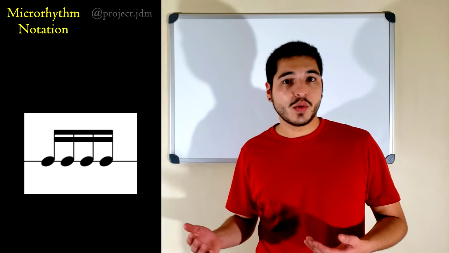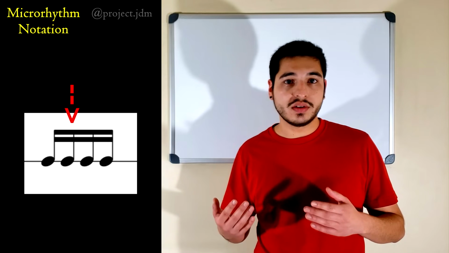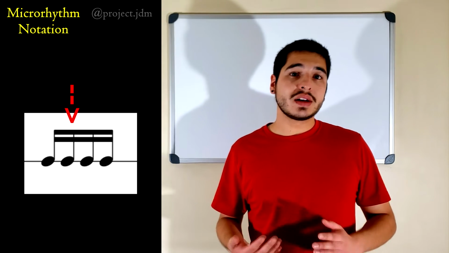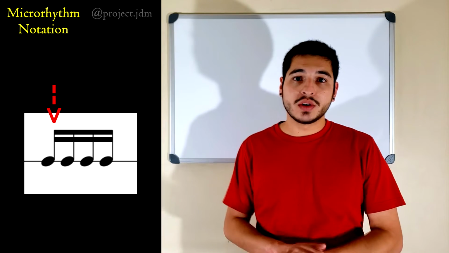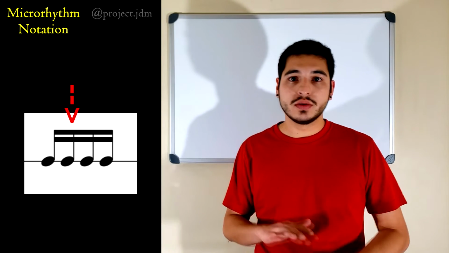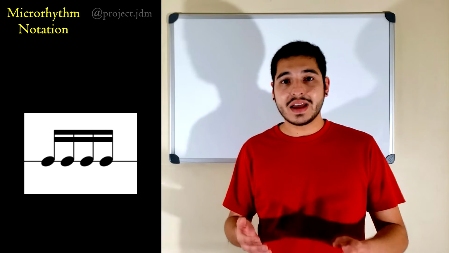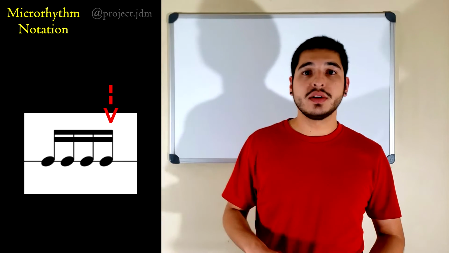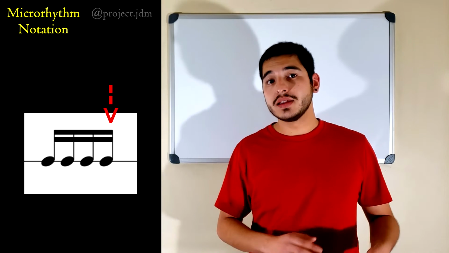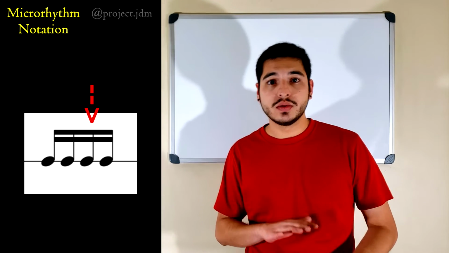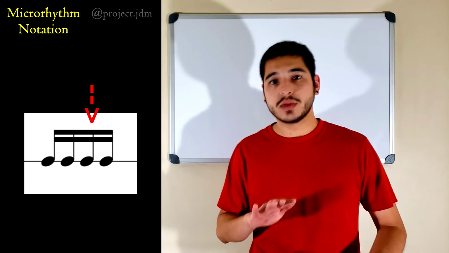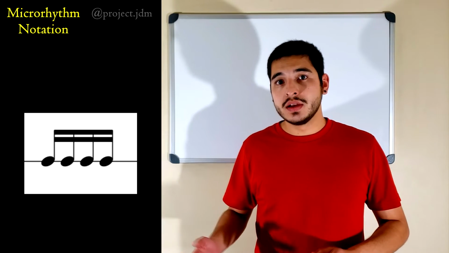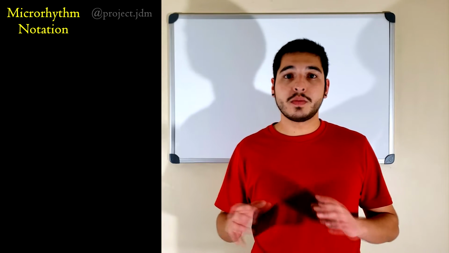If, for example, we were to take the second partial of the 16th note and move it slightly earlier, then we can get something that sounds like this. 1, 2, 3, 4, 1, 2, 3, 4, 1, 2, 3, 4, 1, 2, with a slight hiccup at the beginning of the rhythm. Or if we were to take the fourth partial and move it slightly later, it would sound like this. 1, 2, 3, 4, 1, 2, 3, 4, 1, 2, 3, 4, 1, 2, 3, with a slight hiccup towards the end of the rhythm. So these are what we would call microrhythms.